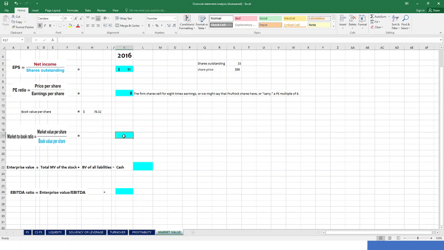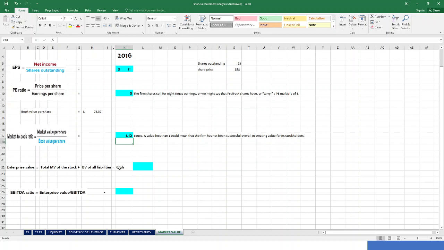So the market to book ratio is equal to the market value per share, $88, divided by the book value per share, which is this. Enter. So this is the value. A value of less than 1 could mean that the firm has not been successful overall in creating value for its shareholders.